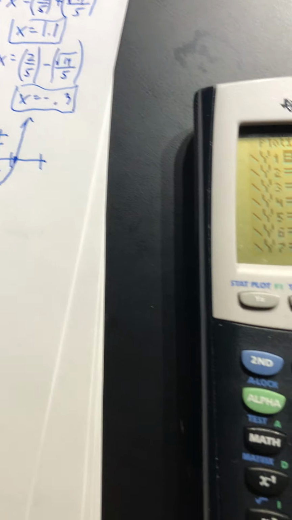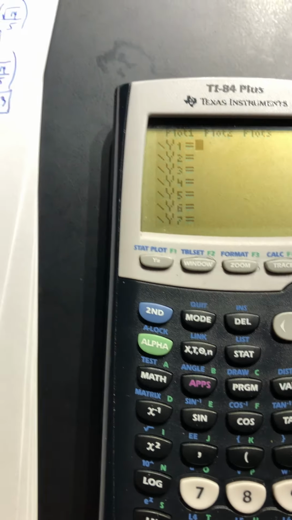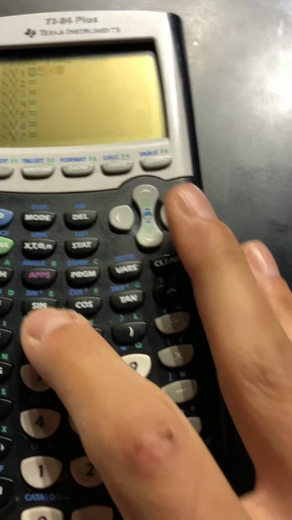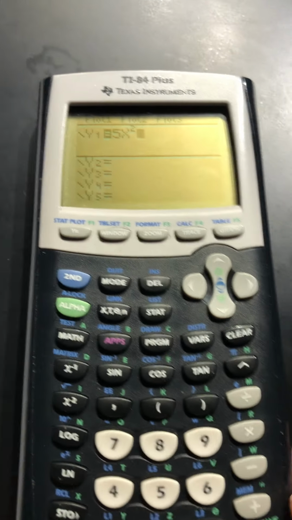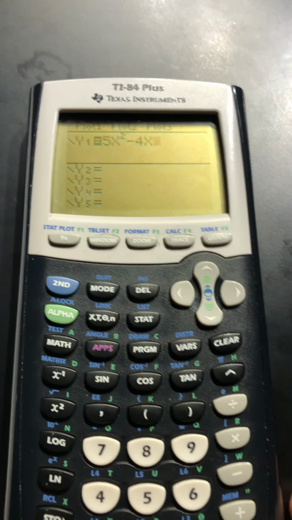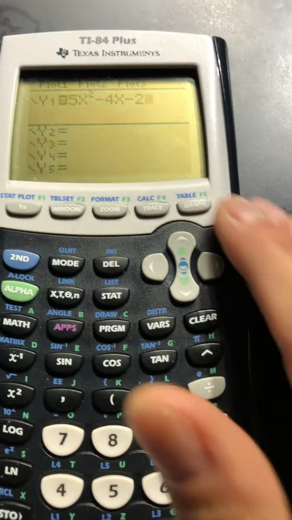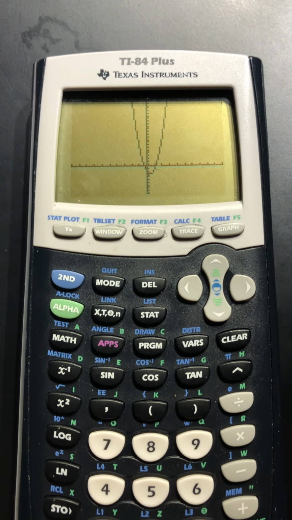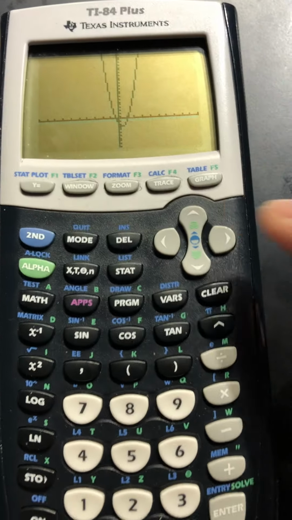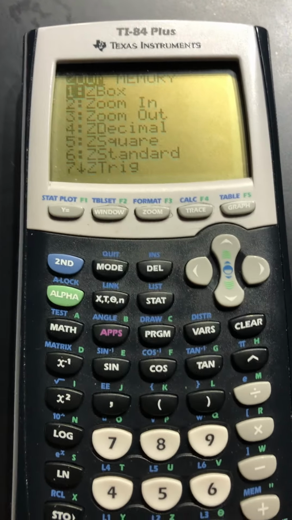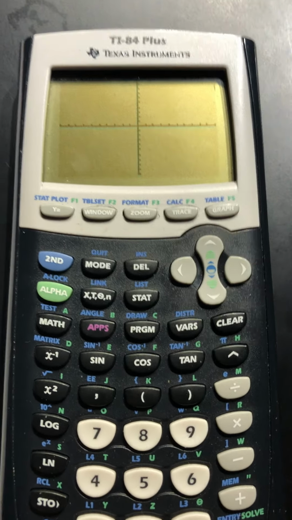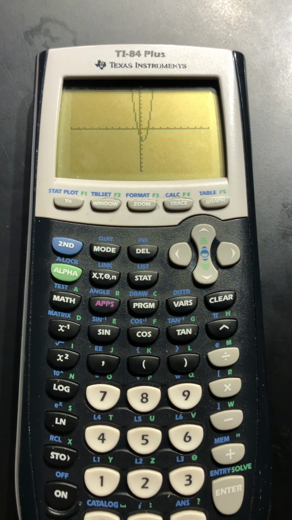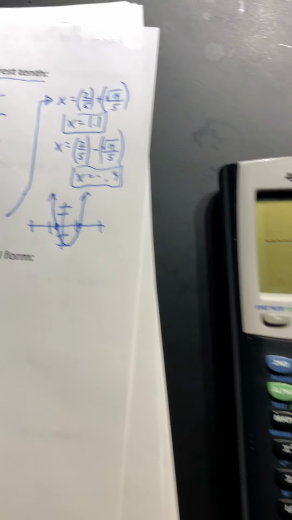So y equals, and plug in the equation when it's set equal to 0. So 5x squared minus 4x minus 2. If I graph this, now my window's a little bit off. If I just push zoom standard, this is probably what your graph would look like. So once again, quick sketch of that.